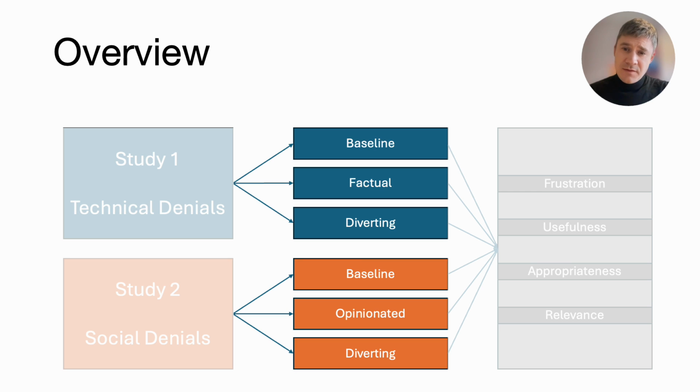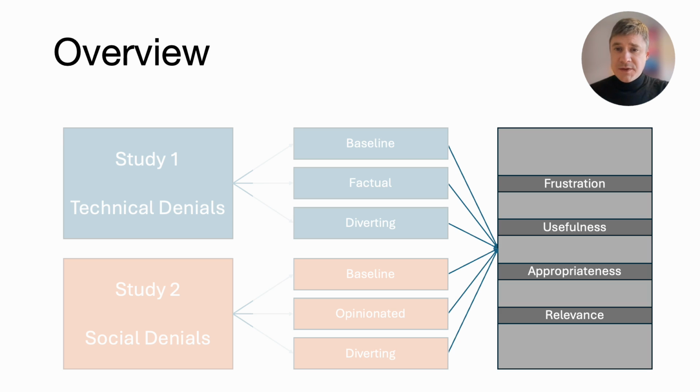Participants craft a request and are then returned a denial in one of the denial styles. We ask participants to rate their frustration, usefulness, appropriateness, and relevance on 7-point Likert scales of the denial they've just received. For more details on the study design, including our prompt designs, please check out our paper.